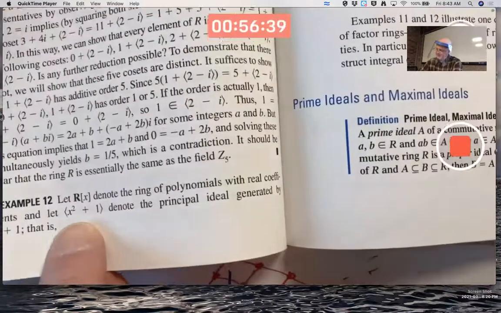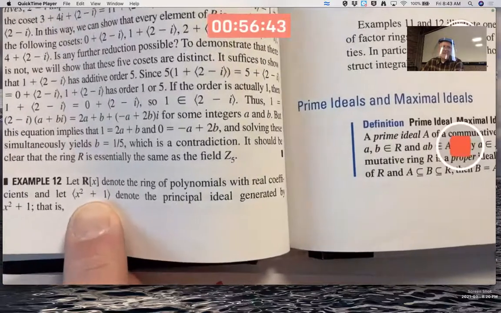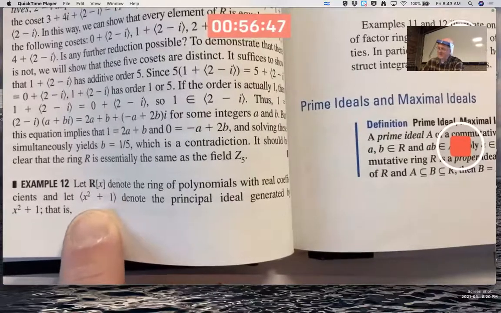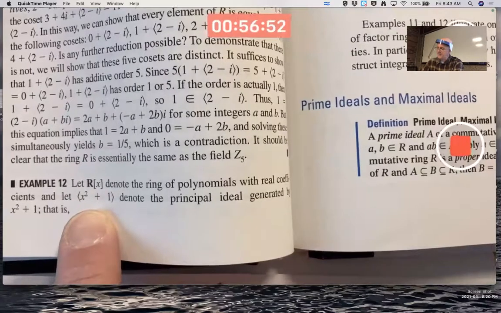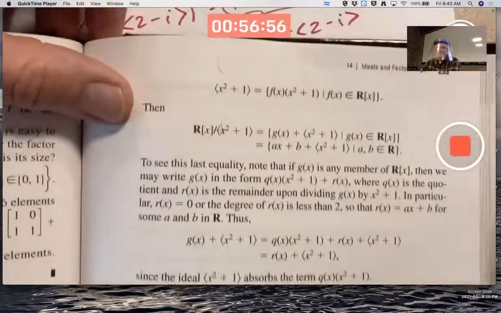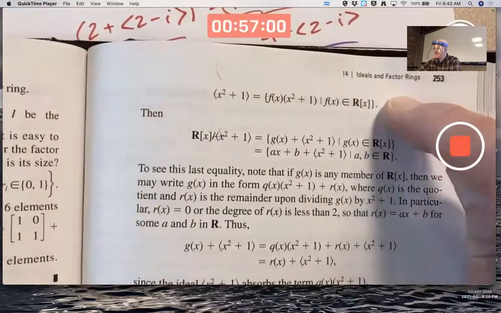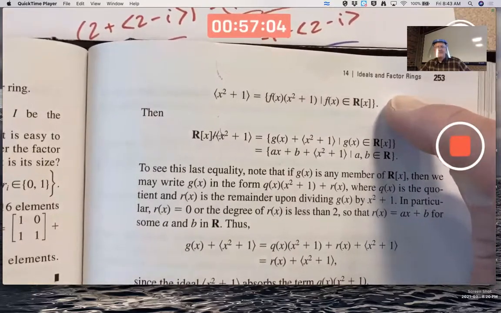So it's a principal ideal generated by x squared plus 1. It's certainly an ideal. In fact, yes, it's a principal ideal. We talked about proving principal ideals of this form are indeed ideals. Therefore, we can form the factor ring. Here, the book is emphasizing exactly what I just emphasized a minute ago about what this ideal is.